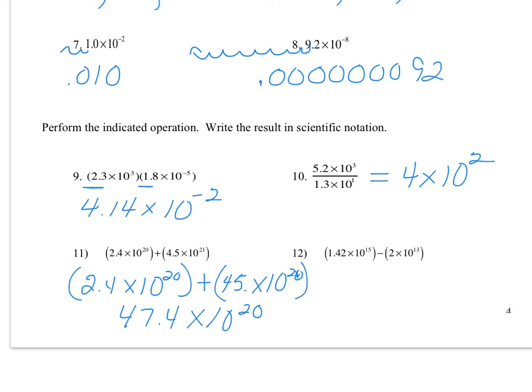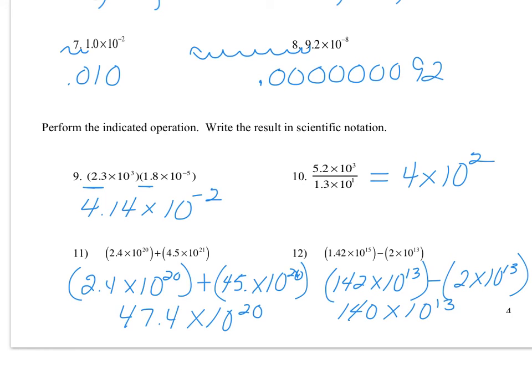Okay, again, let's take a look at number 12. In order to do this, you have to have like exponents. And because it's subtraction, I don't have like exponents, so I don't have like terms. You go with the bigger of the 2 exponents, and to bring it down, you move the decimal point. Well, this time I need to bring it down 2 because I want it to go to 13, and it's at 15. So if I move the decimal point 2 places to the right, I end up with 142 times 10 to the 13th minus 2 times 10 to the 13th. Now I have like terms, so 142 minus 2 gives me 140 times 10 to the 13th.